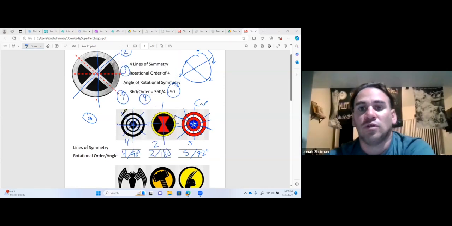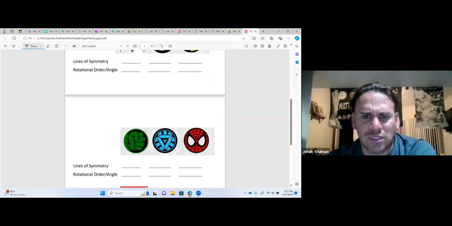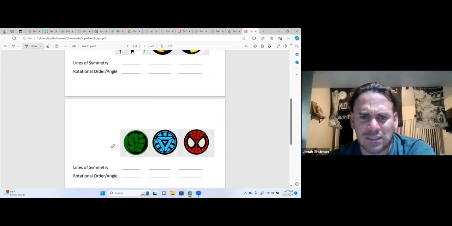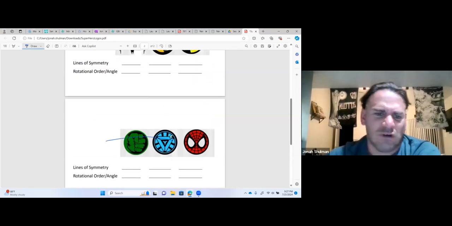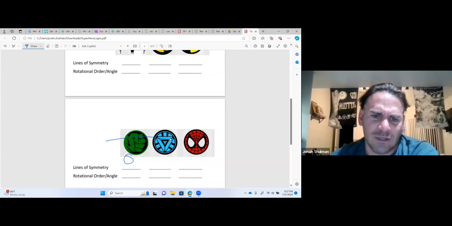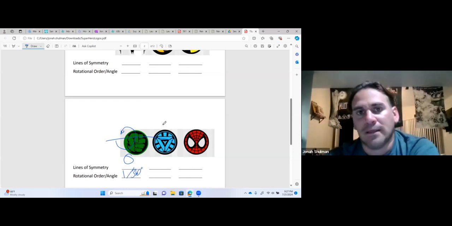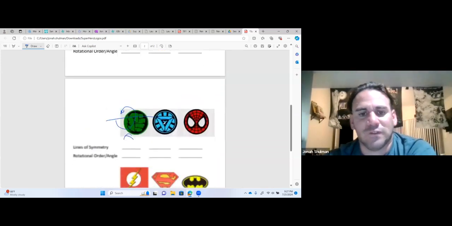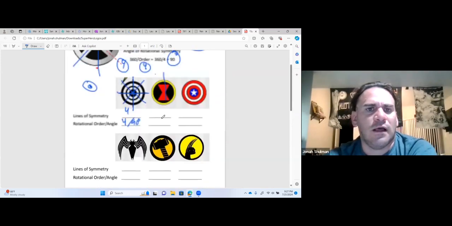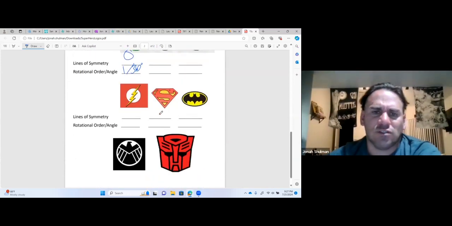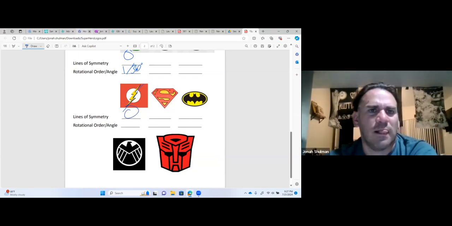Nice. Cool. So that's some basic information. The Hulk hand has none, right? So no lines of symmetry for Hulk. But if I spin it all the way around, everything will always have a rotational order of 1, which basically means it turns back onto itself at 360 degrees. Isn't that fun? Don't be confused: things like the Flash, no matter how you fold the symbol, it's not going to match. So this one also has 0.